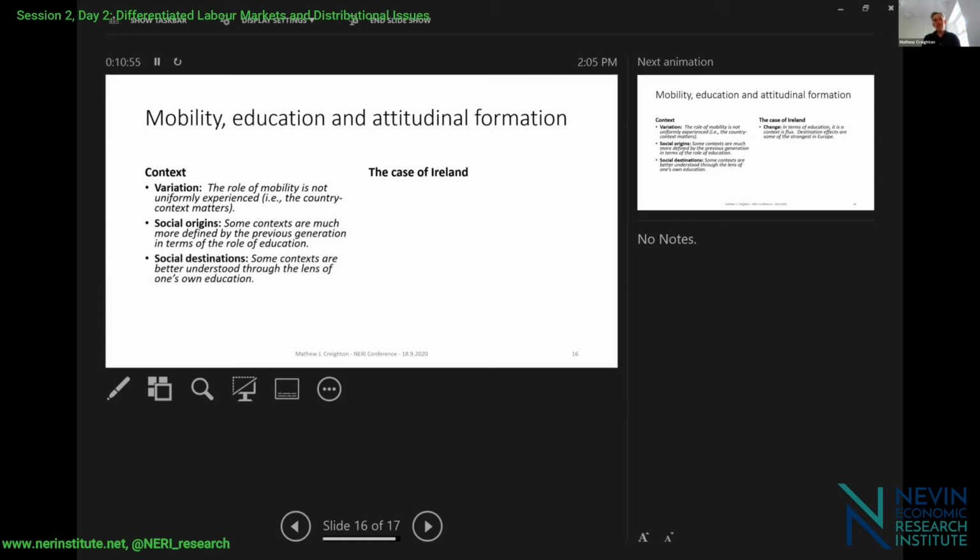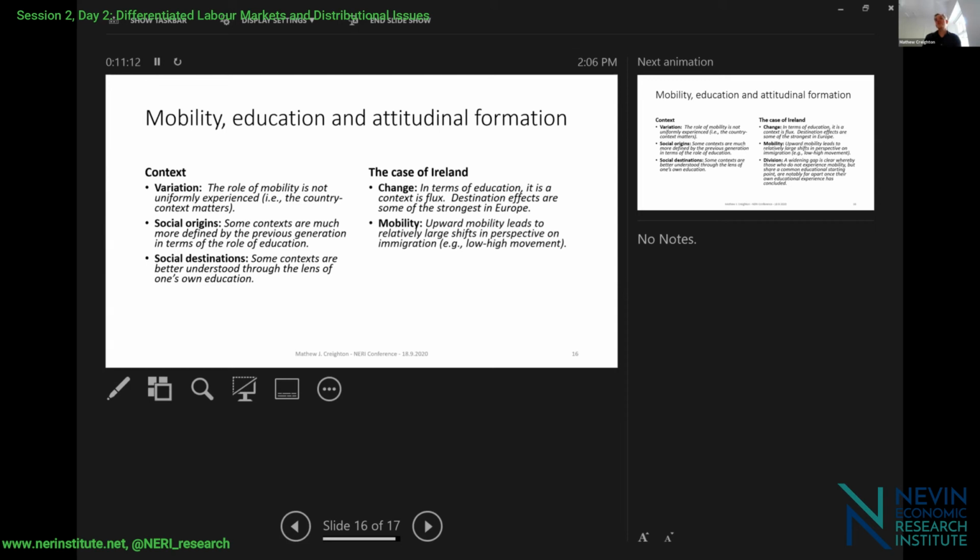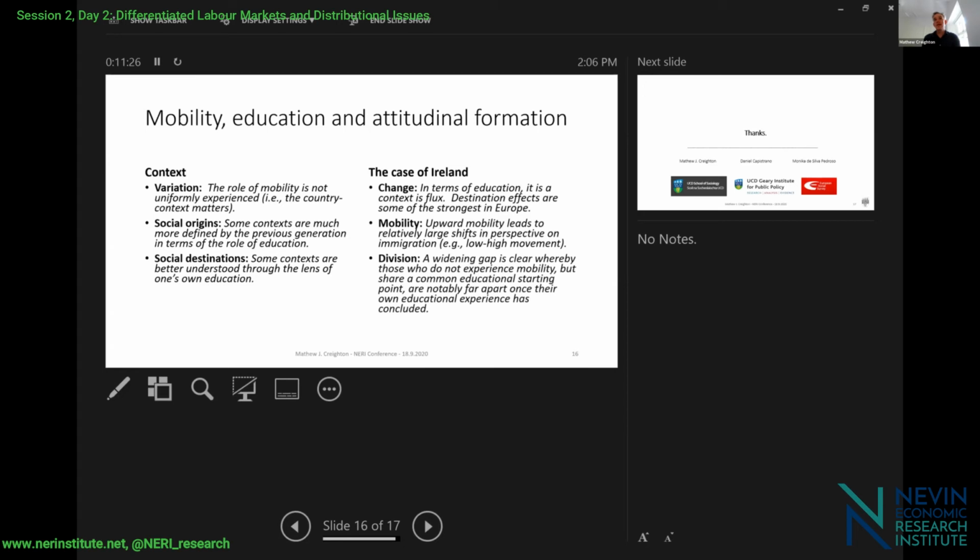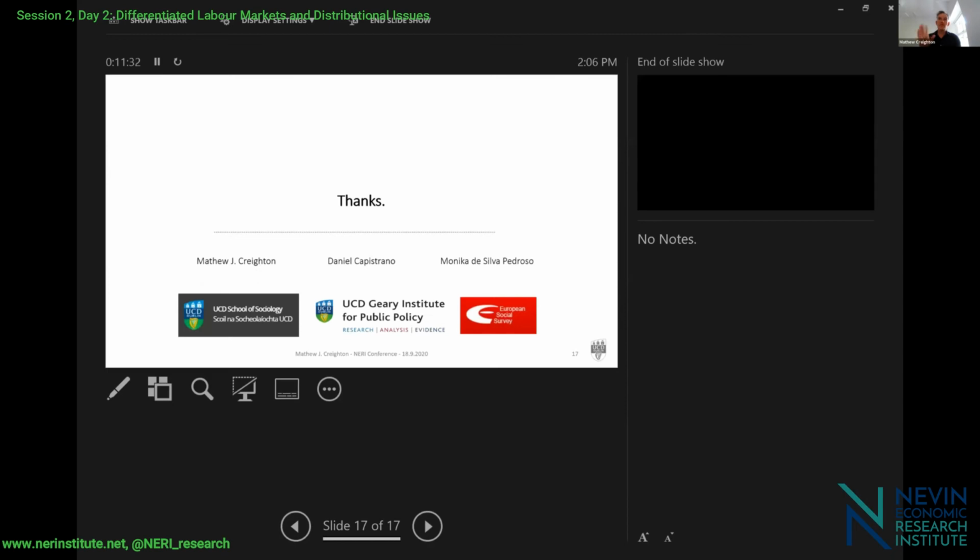And then destinations are better understood through the lens of one's own education. In some contexts you can look at the current educational experience and understand it much better. In some cases you learn very little from that. So in terms of education, destination effects are some of the strongest in Europe, in Ireland. And upward mobility leads to relatively large, uniquely large shifts in perspective. Now, in other work, we looked at education: at higher levels of education, people tend to be a bit deceptive about how tolerant they are. So you do have a bit of that, and maybe this would be overly optimistic, perhaps. And there's a widening gap. You see a very large gap in experience between different forms of mobility. So that's it. Thanks for your time.